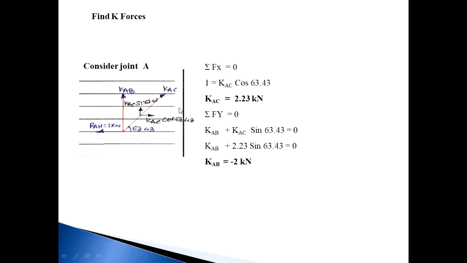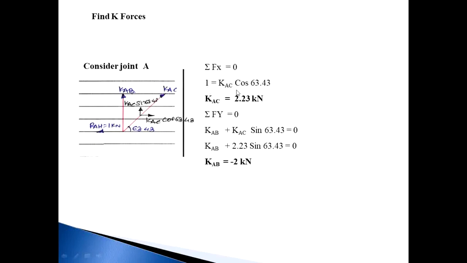Then consider joint A. At joint A, there is one RAH force, that is the reaction at A, then KAB and KAC. Once again, this KAC is an inclined force, so split it up into two perpendicular components, that is KAC cos 63.43 going on the right side, and the Y component is KAC sin 63.43 in an upward direction. So first consider summation Fx is equal to 0. Total number of horizontal forces is 2, that is RAH and KAC cos 63.43. This force goes on the right side, this force goes on the left side.